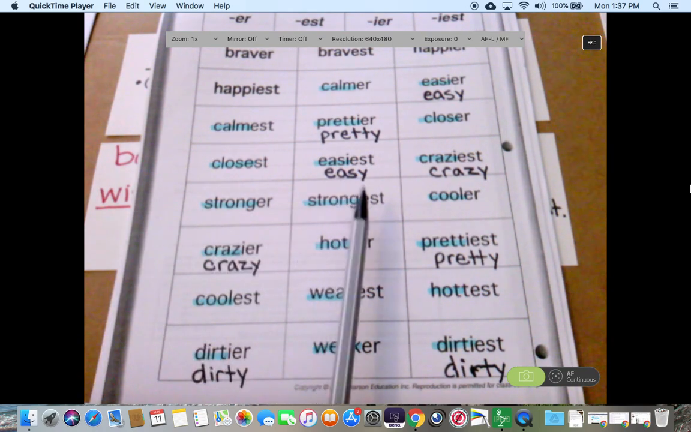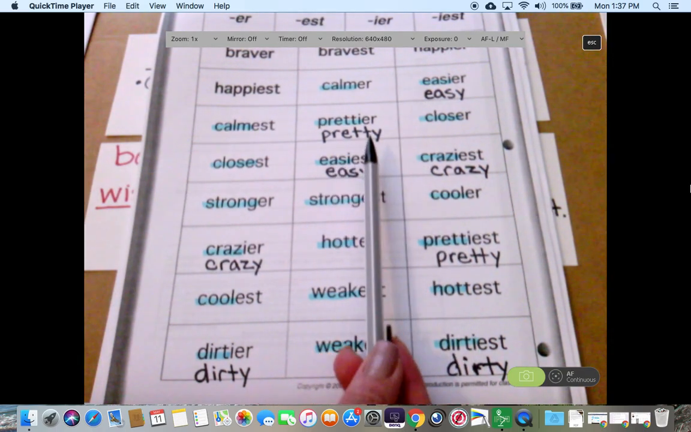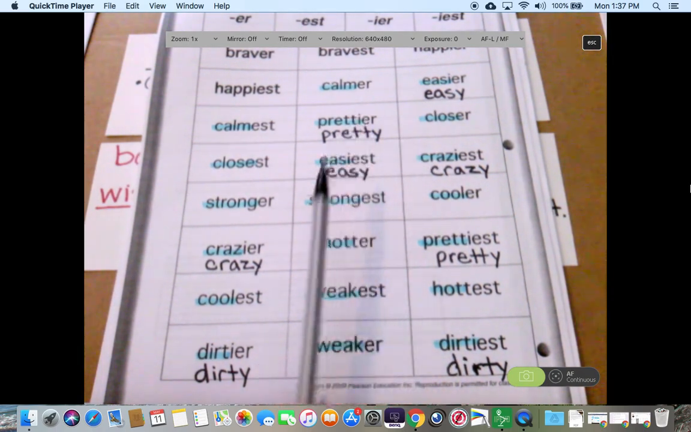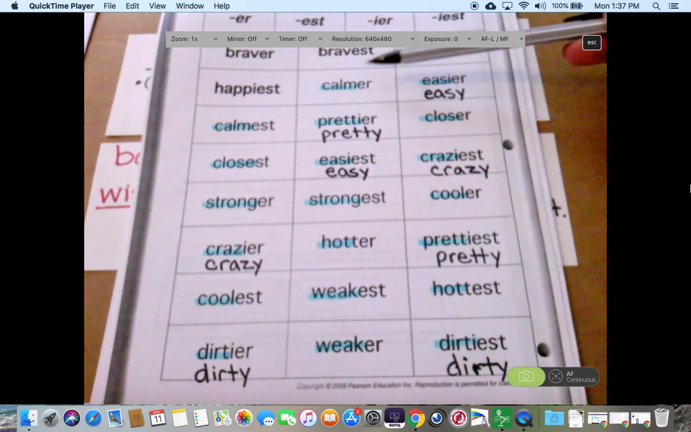Now, if you did not already write easy or pretty for some of these words that end in Y and we had to change the Y to I before adding the ending, go ahead and write those down, so that when you're practicing these words and thinking about what they mean, you truly know what the base word is and how to spell a base word correctly.